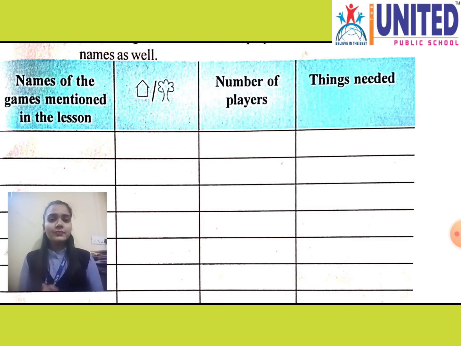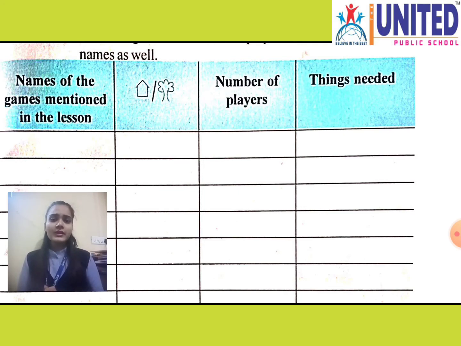So if that game is an indoor game, you have to put the symbol of arrow here. And if that is an outdoor game, then you have to put the symbol of tree here. Got it? Now in the third column, number of players. In this column, you write how many players can play that game. Then things needed: if any things are needed, you have to write down the name of that thing. Whatever thing is needed to play that game, you have to write it down here.